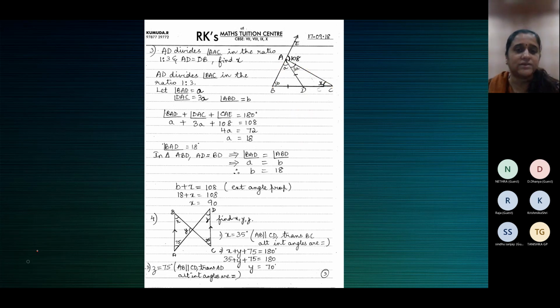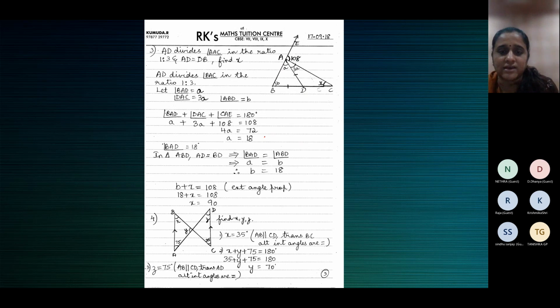Now it's given that AD divides angle BAC. You can see here, this is BAC, and there's AD in between. AD divides this angle BAC in the ratio 1:3. So this is one part, this is three parts.